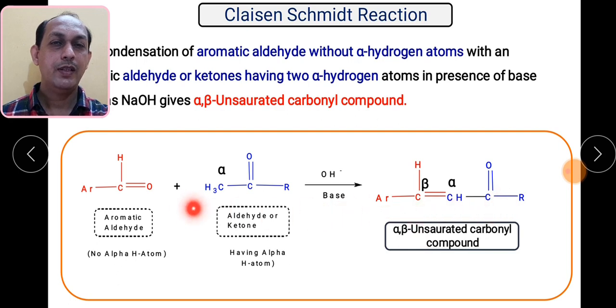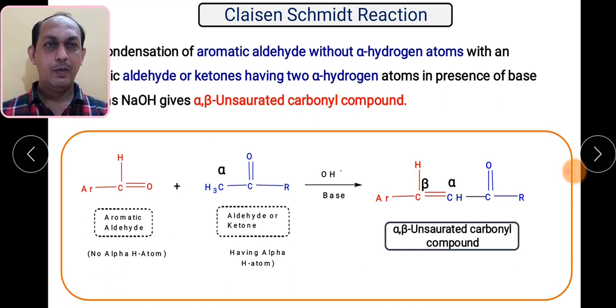Basically, if you see this particular red part, which is coming from the first molecule of aldehyde, and this blue part which is coming from the aldehyde or ketone which contains alpha hydrogen atom. In between that, there is a formation of a carbon-carbon double bond. This particular carbonyl group is attached to the carbon-carbon double bond. So this is an alpha beta unsaturated carbonyl compound.